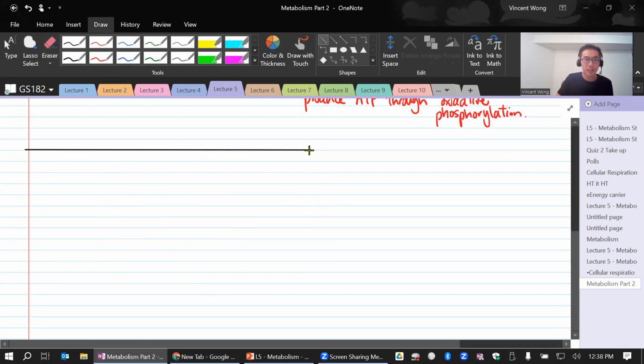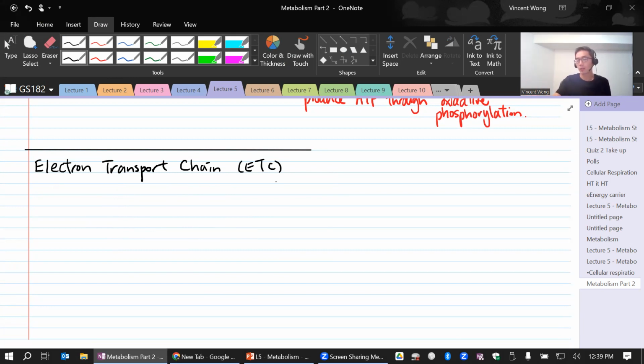This next part here is called the electron transport chain. All right. I'm not gonna write out everything that I am explaining to you. Whatever I'm telling you, it's actually in the PowerPoint slides, so you can read that up later. But I will try to describe it to you. Okay? But drawing it helps.